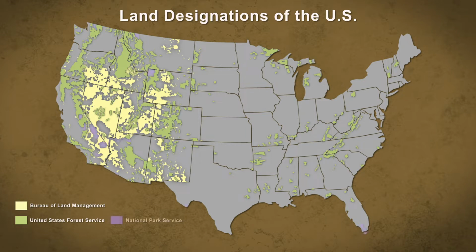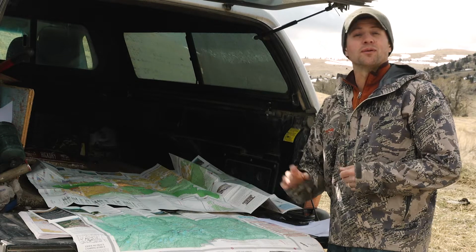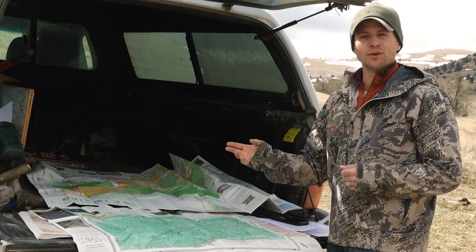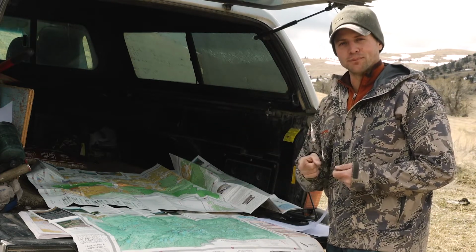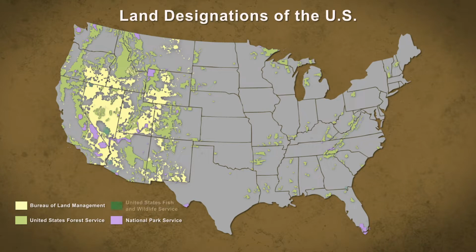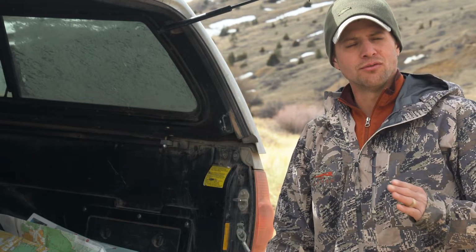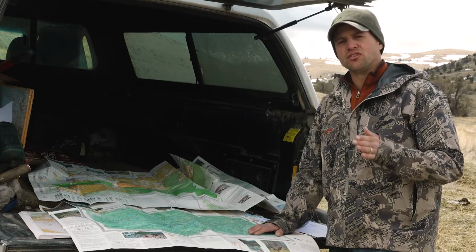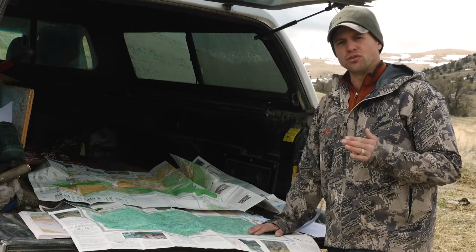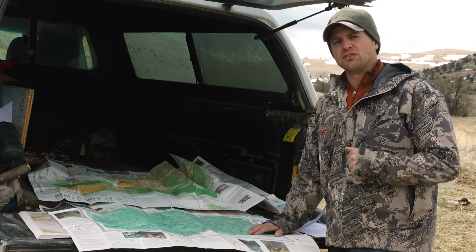National parks are purple. Most national parks do not allow hunting. You're more than welcome to go in there and enjoy wildlife viewing, take pictures, but you can't shoot them. Occasionally you're going to encounter Fish and Wildlife Service land, and this is also usually a green color, which can be confusing with Forest Service. They still allow hunting, but just know that there's going to be additional rules on Fish and Wildlife Service land.